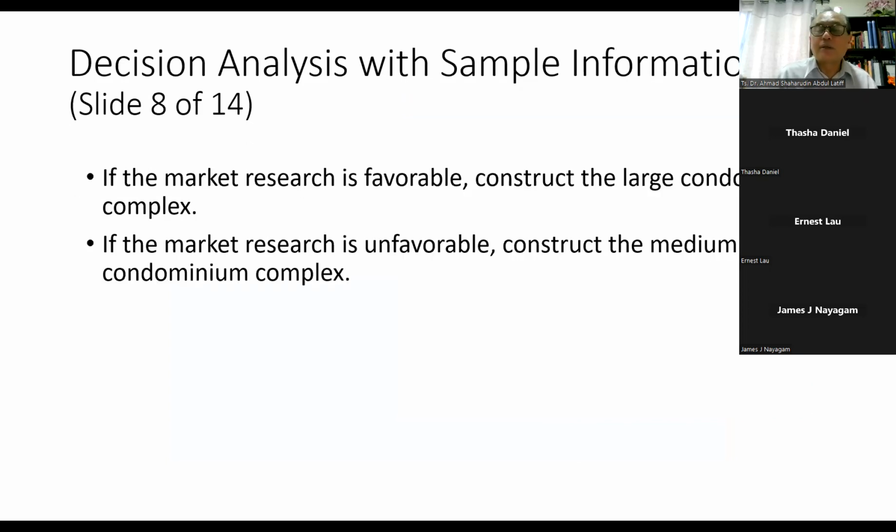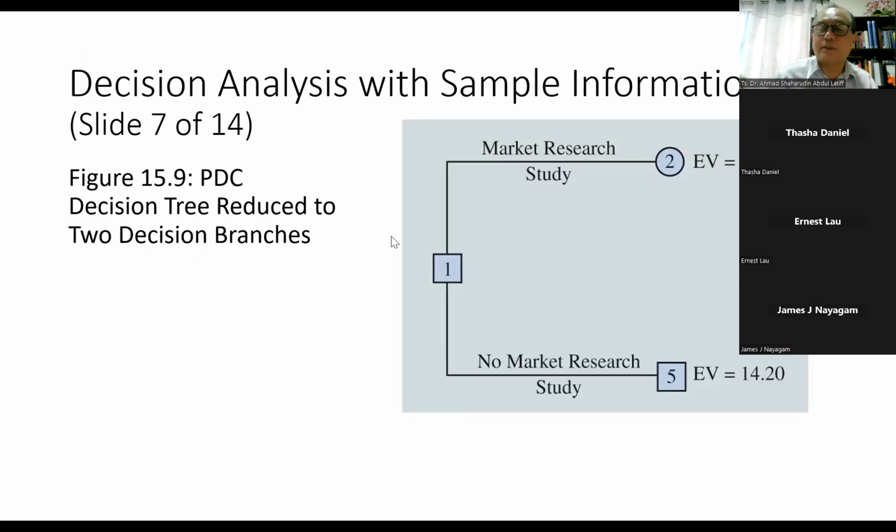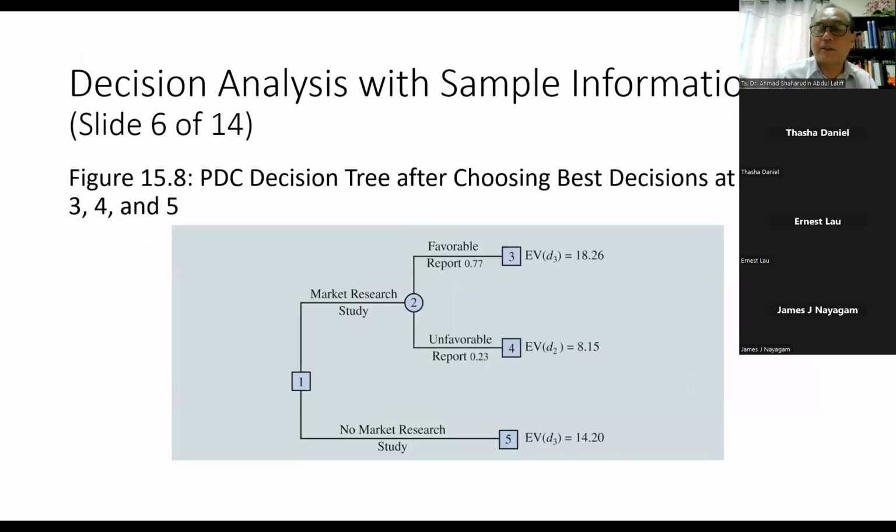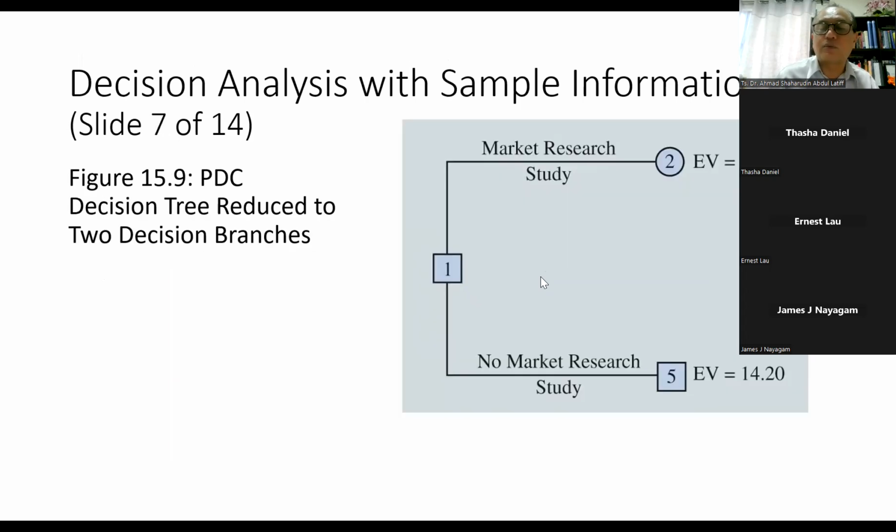If the market research is favorable, construct the large condominium complex. If the market research is unfavorable, construct the medium condominium complex, because the medium condominium complex has greater expected value. Number 3, Decision 2.